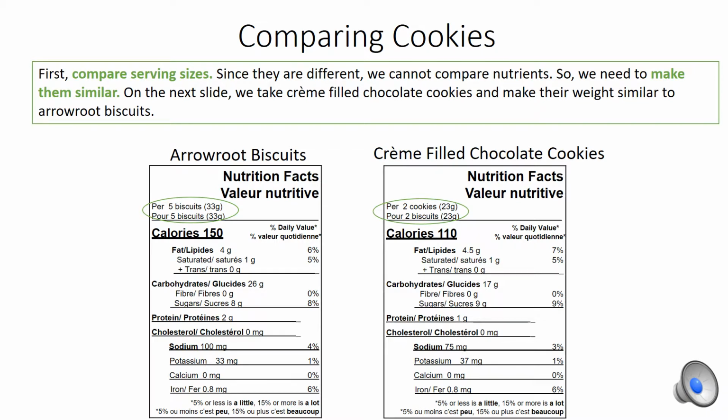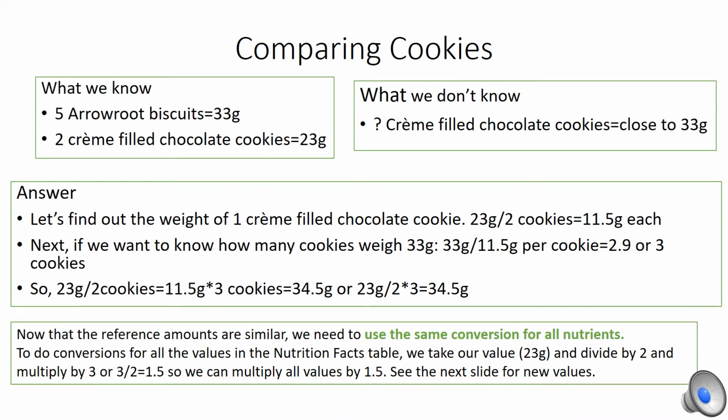On the next slide, we take cream-filled chocolate cookies and make their weight similar to the arrowroot biscuits. So what we know is that 5 arrowroot biscuits equal 33 grams and 2 creme-filled chocolate cookies equal 23 grams. So how many creme-filled chocolate cookies will give us a comparable weight close to 33 grams?